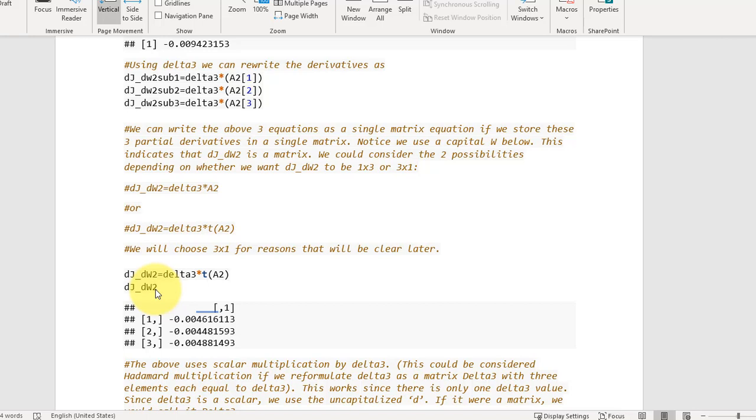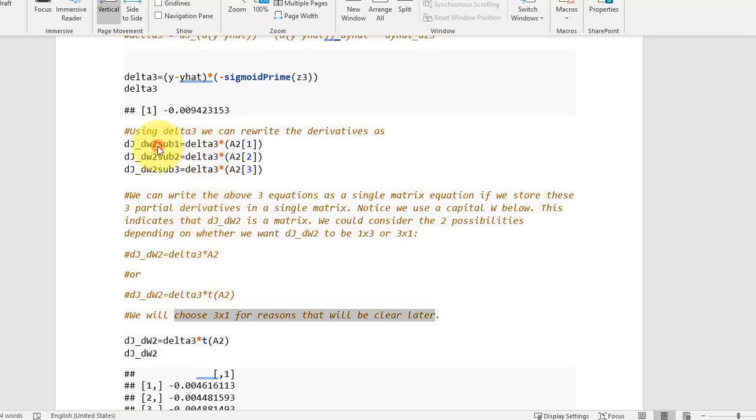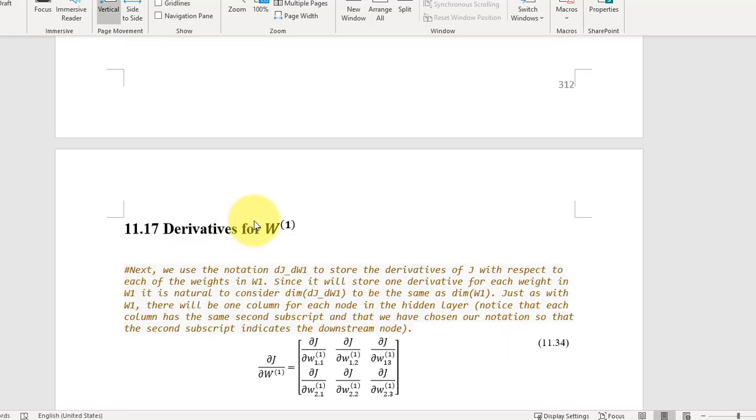So now we can see what our matrix is. And here's what it is. It has the 3 partial derivatives here, and those are the amounts that we're going to have to adjust: W2 sub 1, W2 sub 2, and W2 sub 3. Okay, so we got that derivative. We got dJ/dW2. That's half of the battle. The rest of the battle is to get dJ/dW1.